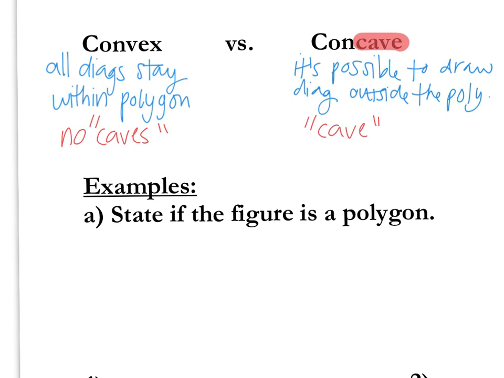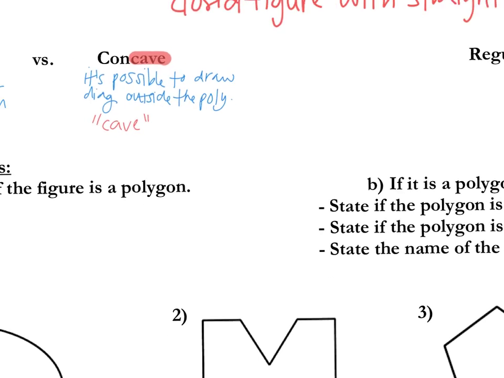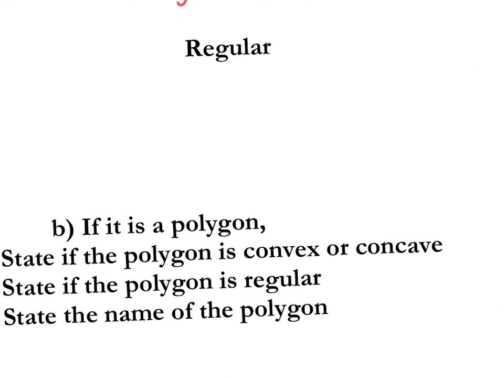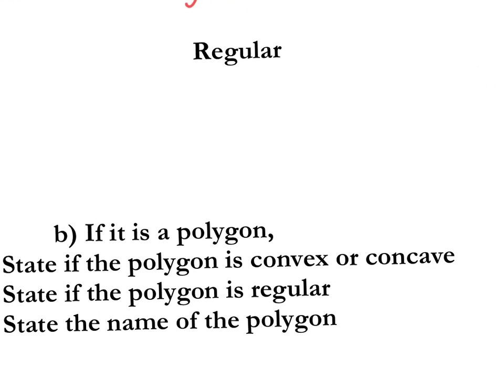So another way we can talk about polygons is if they are regular or not regular. If we talk about regular, we don't just mean a normal polygon, we specifically mean that all sides and all angles are congruent. So regular polygon, all sides and all angles are congruent.